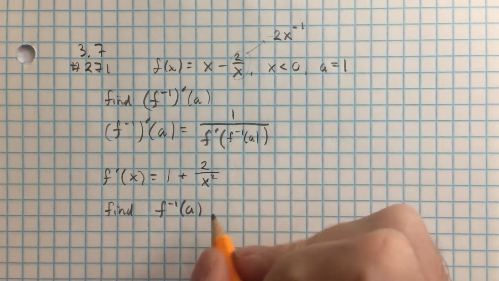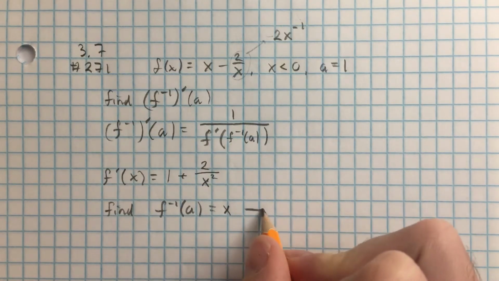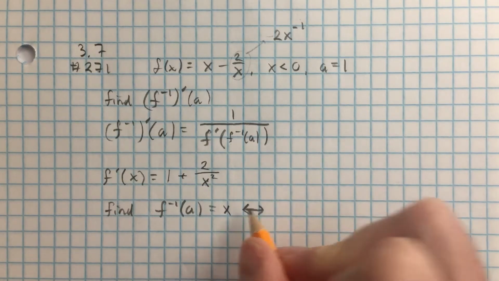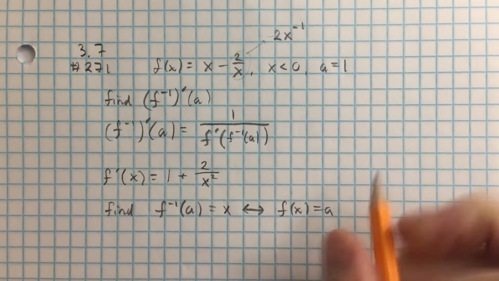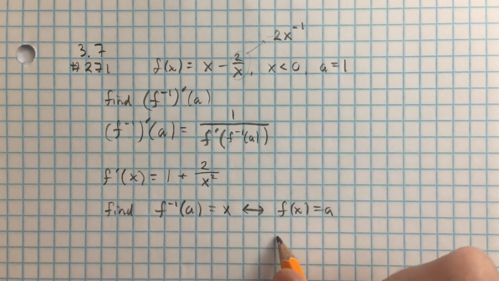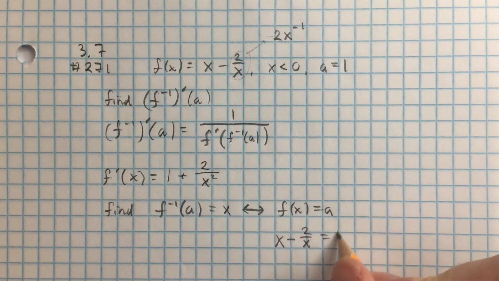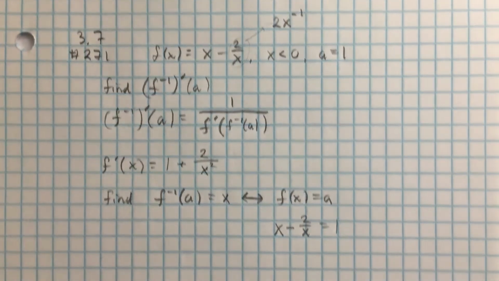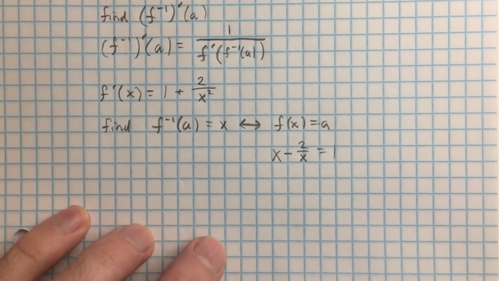If f inverse of a is some number x, for instance, then that would imply that f of x is a, because you need to switch coordinates when you're dealing with a function and its inverse. So therefore, I'm really setting f of x, which is x minus 2 on x, equal to the a value of 1, is what they have suggested here. So if we solve this, we will get the value we need.